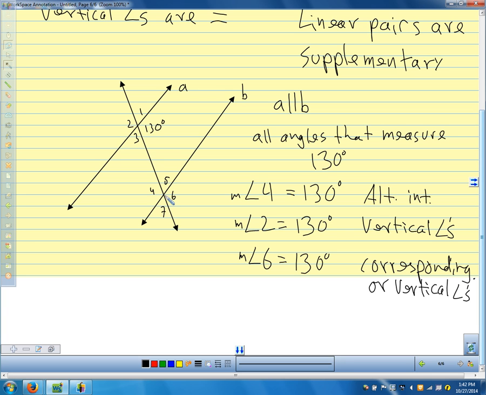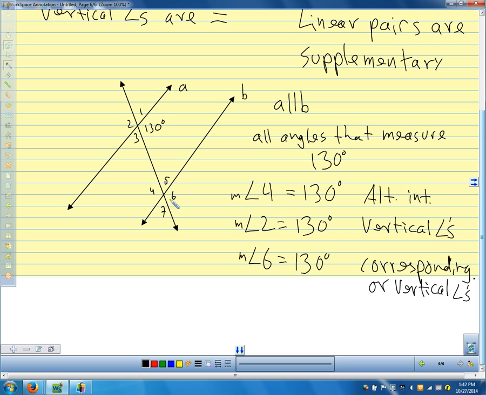Yes? The corresponding is when one is on the inside and one's on the outside, but they're on the same side of the transversal. So these are both above and to the right of the transversal. One's inside, one's outside. So they'd be corresponding.